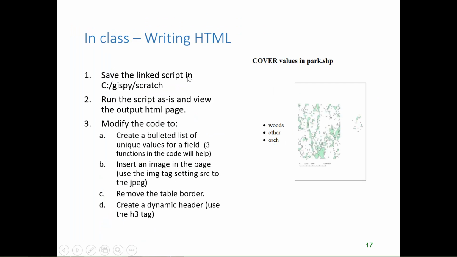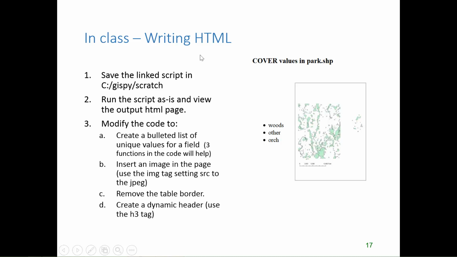So now we're up to the second in-class exercise. You'll be provided a script that's linked to the page, and you're going to save that in C++ Scratch, and then run the script as is, and you'll see the output HTML page that it creates. It's not complete, and so there will be things in there marked with double hashtags that you'll have to change in order to create output that looks more like this.